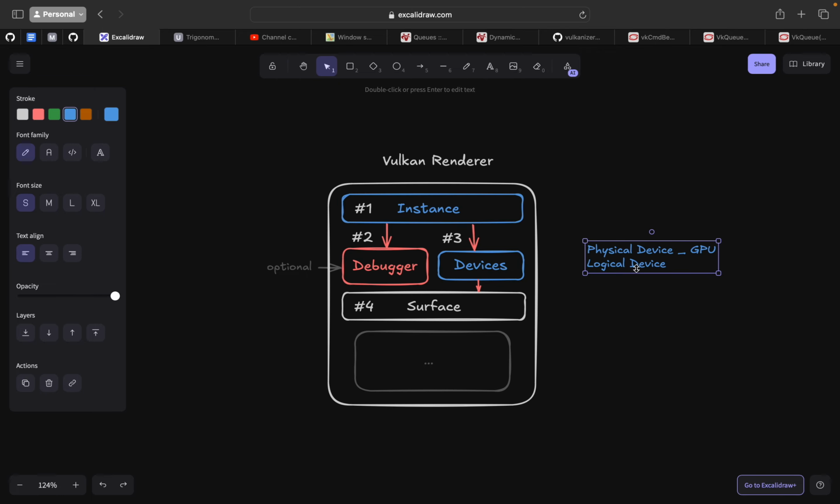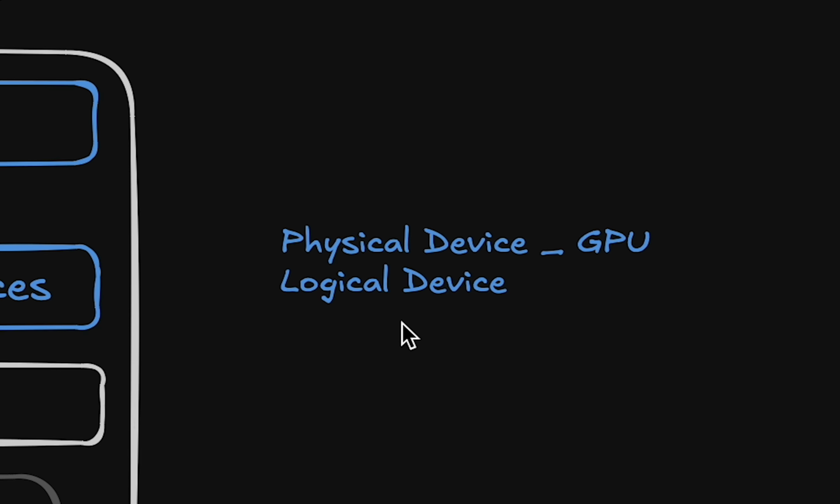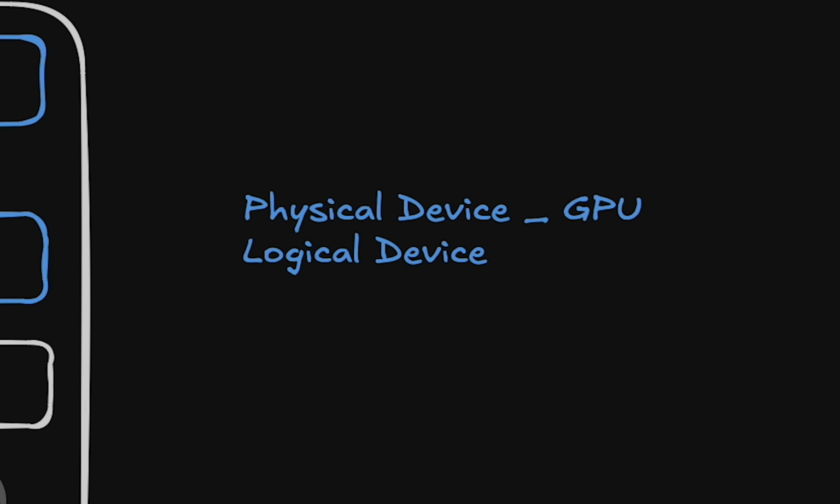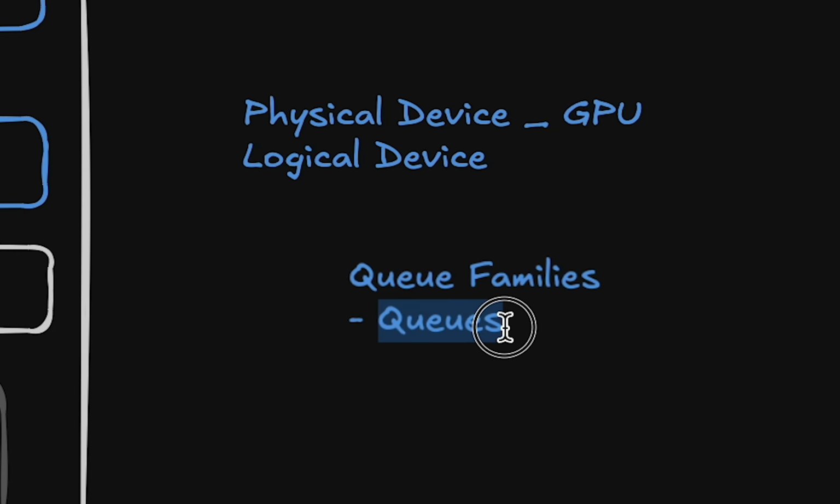In the previous video, I believe we set up our logical device. In today's video, we are going to set up our queue families and our queues. So let me just type this out real quick. Queue families. Essentially, they just are queues, right? So this is what we're basically going to be setting up in today's video.